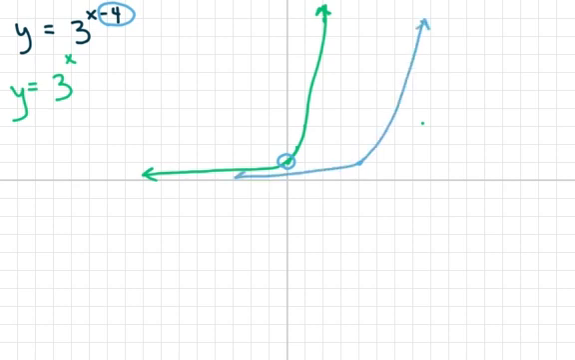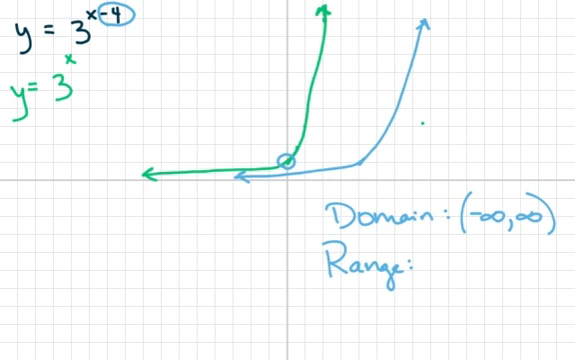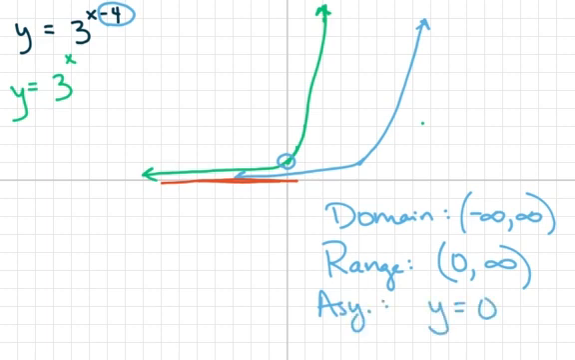Now, we're not going to take time to plug in points, but that's what it would look like. My domain, and I'm just going to tell you this, your domain on all exponential functions is always all real numbers, negative infinity to positive infinity. My range is how high and how low it goes. Notice it's approaching this line right here. So my range is 0, and then it shoots up to infinity, and it's approaching that line, so my asymptote is the line y equals 0.